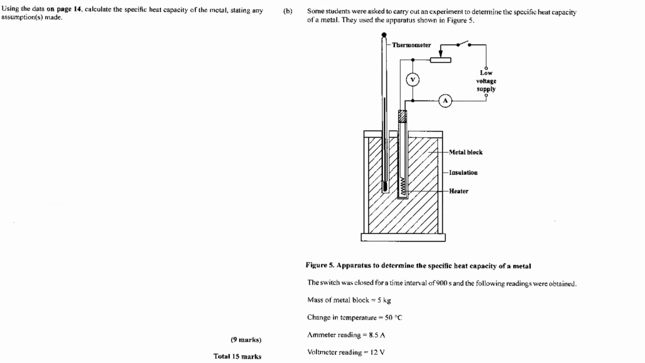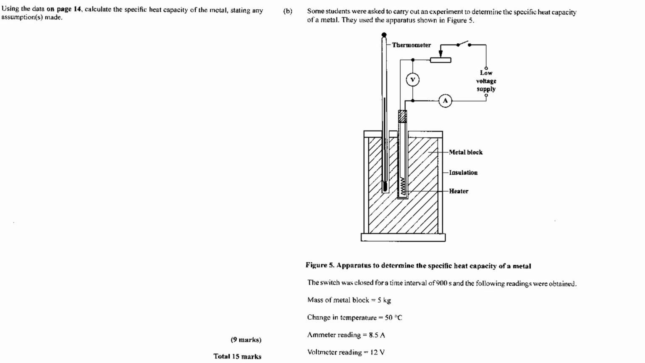Then, using the data on page 14, which you see to the right of the screen, you're to calculate the specific heat capacity of the metal, stating any assumptions made. So, looking at that apparatus and reading the question, we are told that some students were asked to carry out an experiment to determine the specific heat capacity of a metal. They used the apparatus shown in figure 5. So there's a thermometer, there's a low voltage supply, there's a metal block, insulation, and heater.